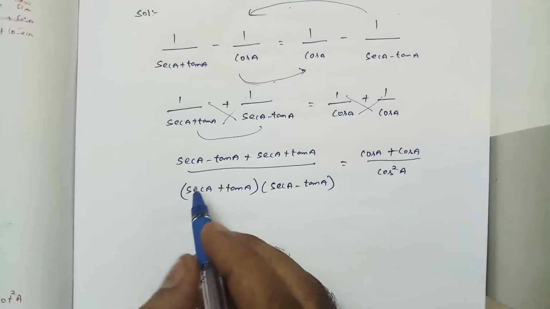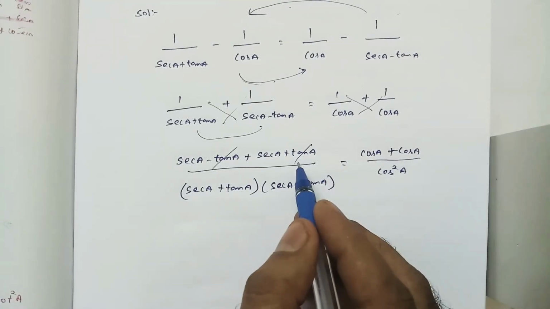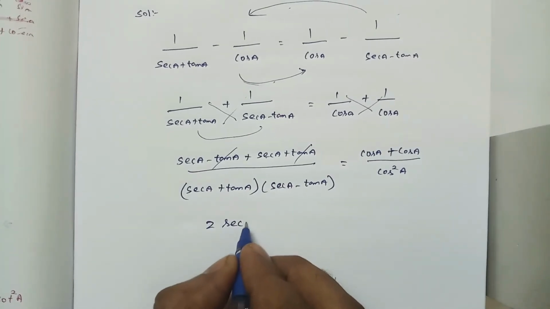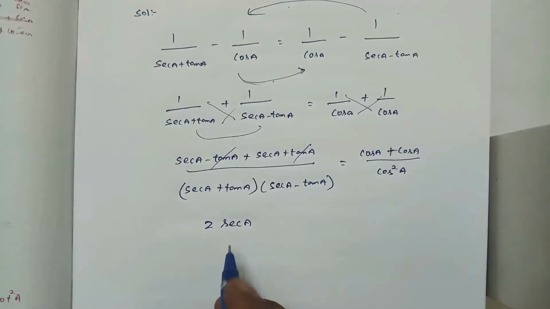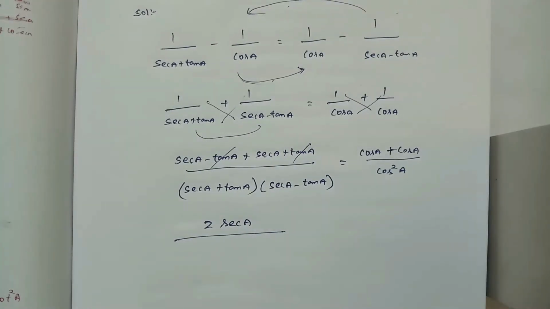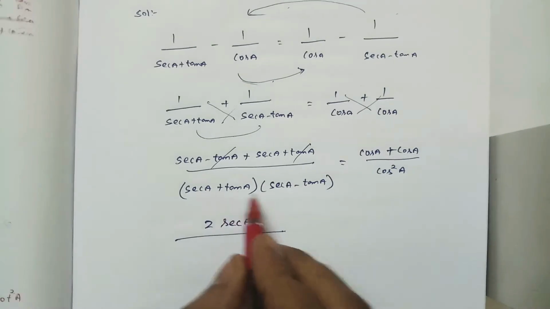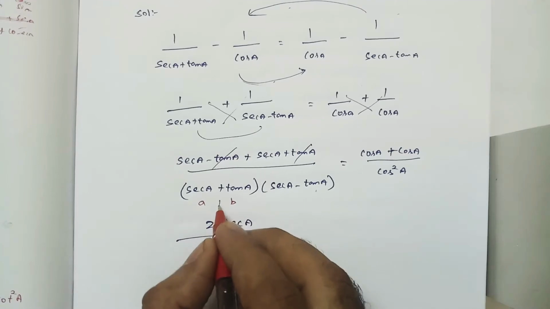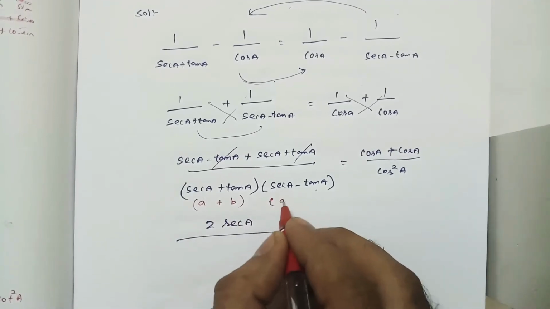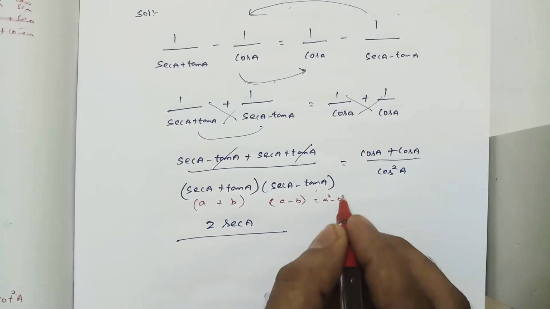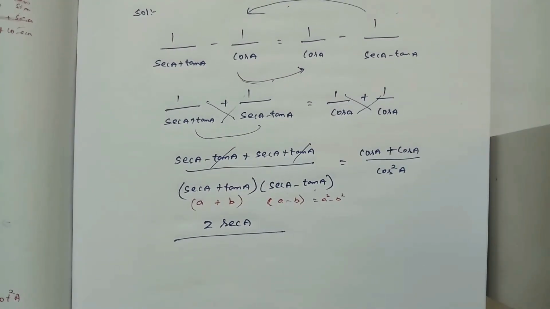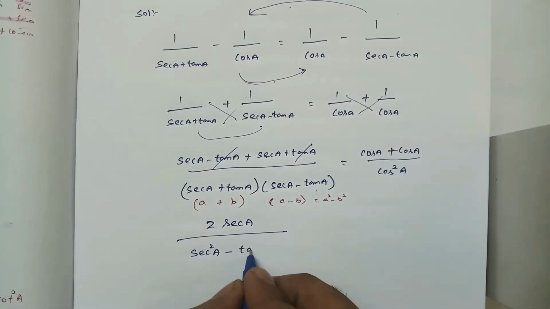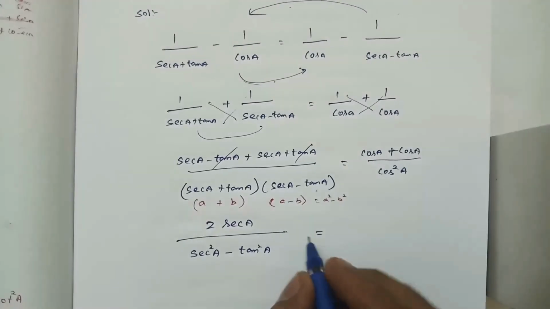Simplify: minus tan a plus tan a will get cancelled, so remaining is cosec a plus cosec a, 2 cosec a, divided by the denominator (cosec a plus tan a) into (cosec a minus tan a). Taking a and b, a plus b into a minus b is a square minus b square. What is a here? Cosec. So cosec square a minus tan square a.